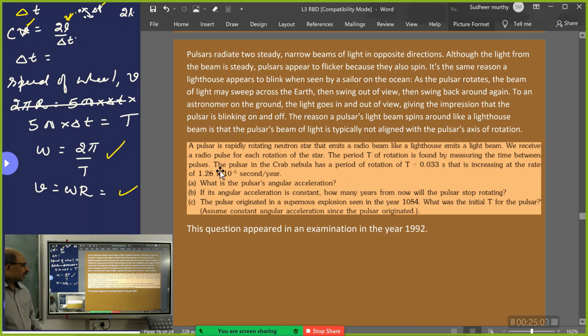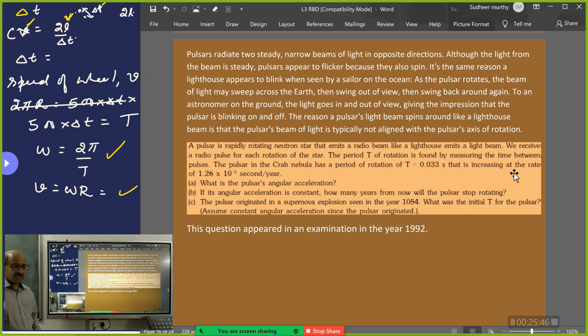Simple, right? The pulsar of the Crab nebula has a period of rotation, so the time period is given, that is increasing at the rate of 1.26 x 10^-5 seconds per year. That means what? There is angular acceleration here. The time period is increasing, which means deceleration.